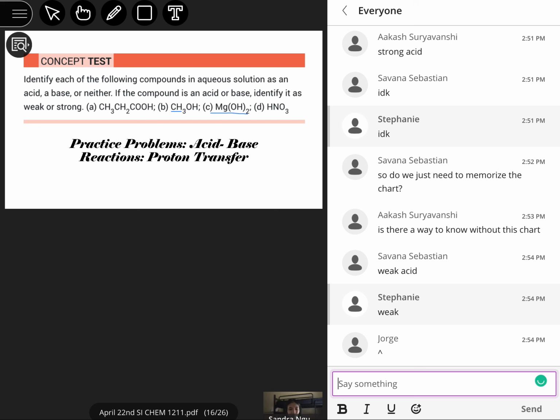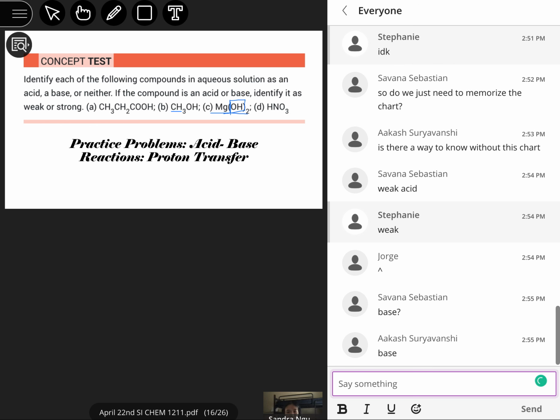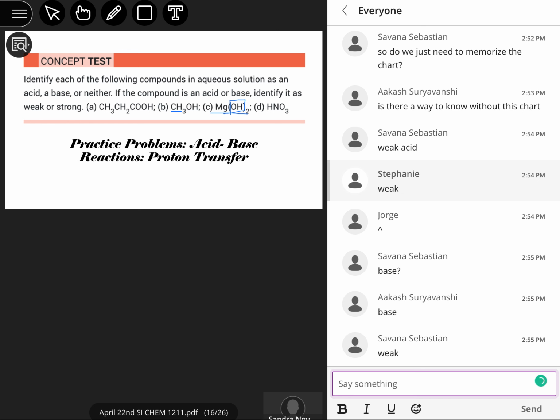Mg(OH)2. Capitalize on the OH. And we know this is an ion specifically because it's put with those parentheses. So is that weak or strong? Is it an acid or a base? Base. Yes, correct. Pretty easy, right? Is that strong or weak? Do we know? Weak. Yes, exactly. That's a weak base. My bad. And you can tell with the OH as well. So that's how you would know.